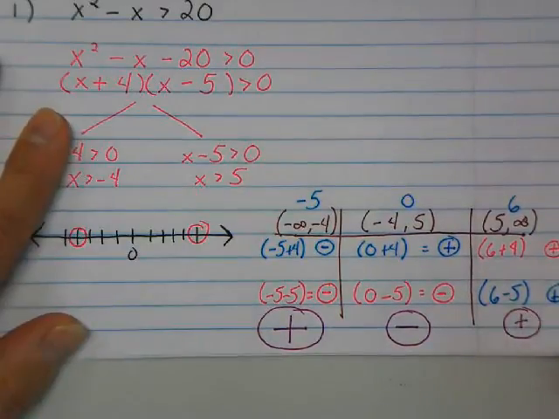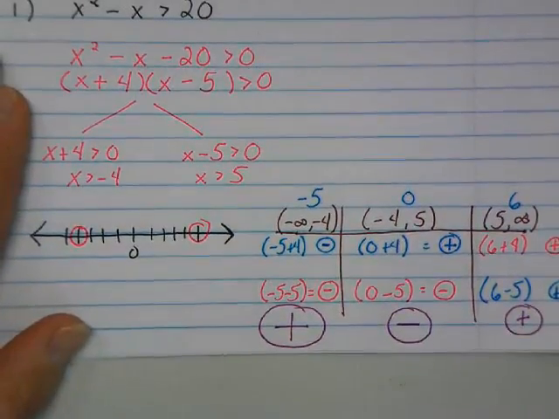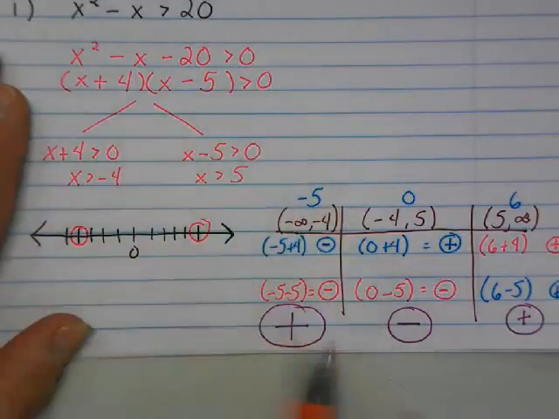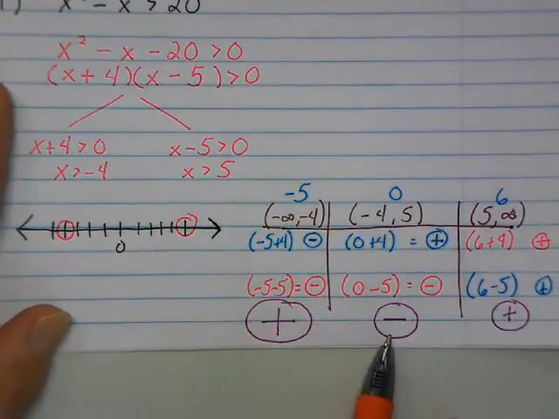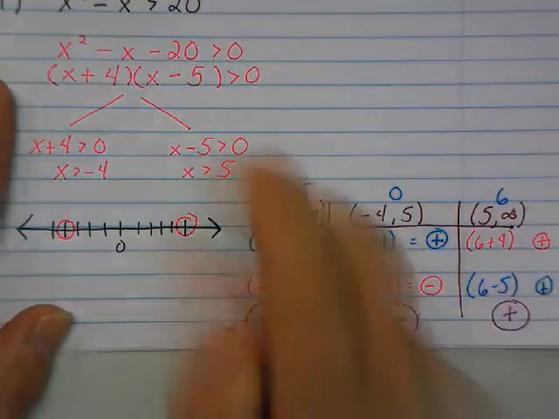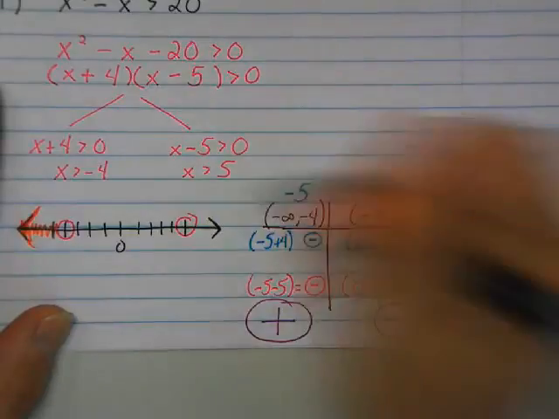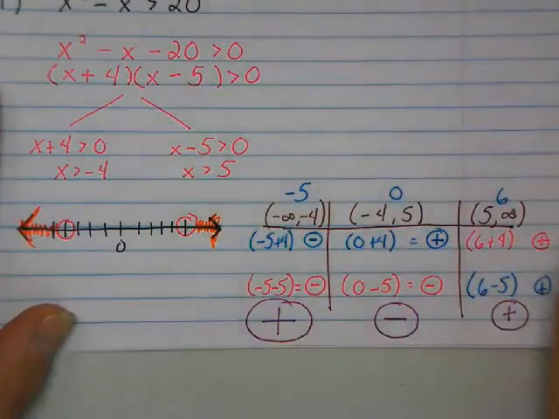The last thing, the reason we did all of this, is so that we could determine our shading. So now go back to the original problem, which was greater than 0. Is a positive number greater than 0, or is a negative number greater than 0? I'm hoping you said positive, which means I'm going to shade the interval from negative infinity to negative 4. And I'm going to shade the interval from 5 to infinity. And that's the solution to the first problem.